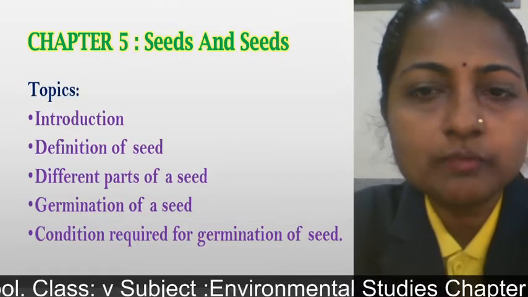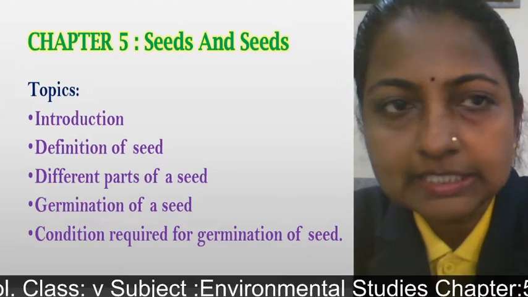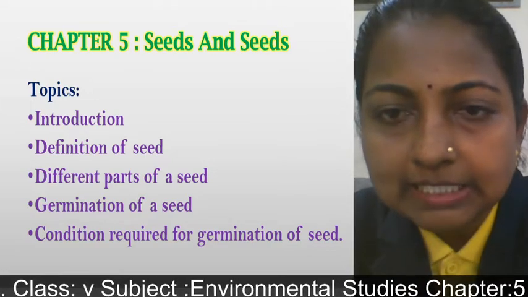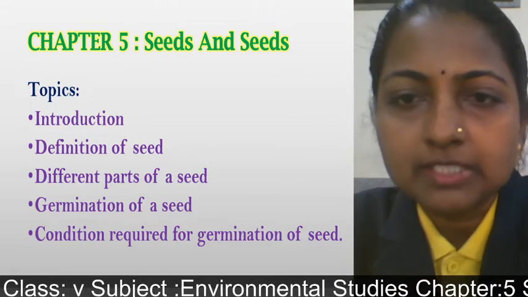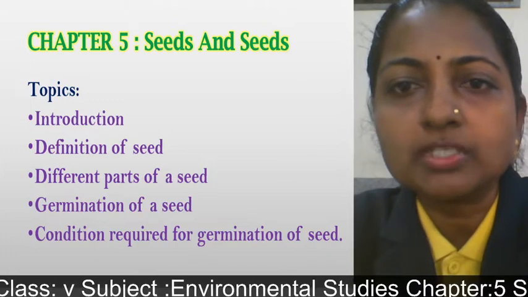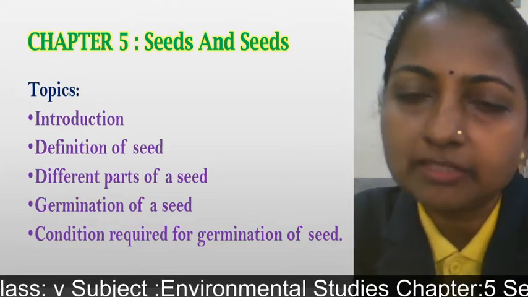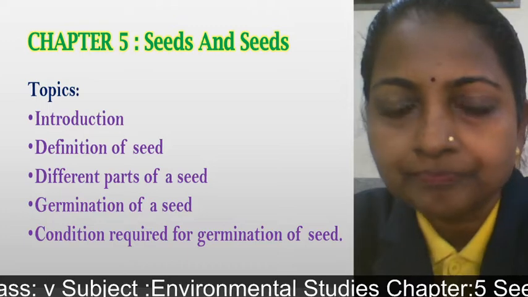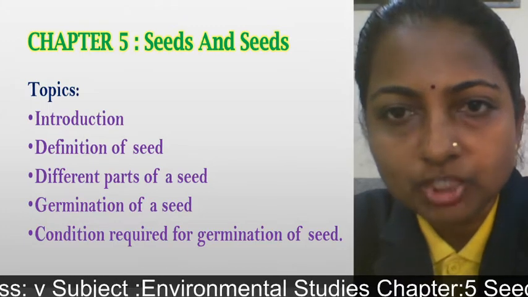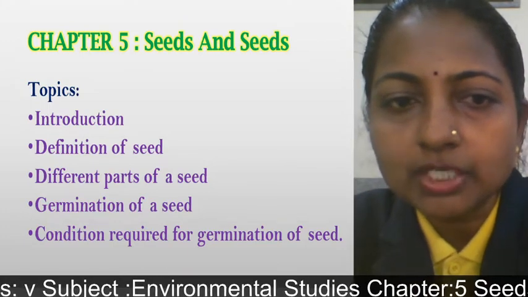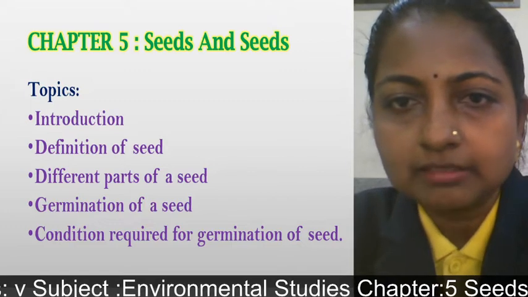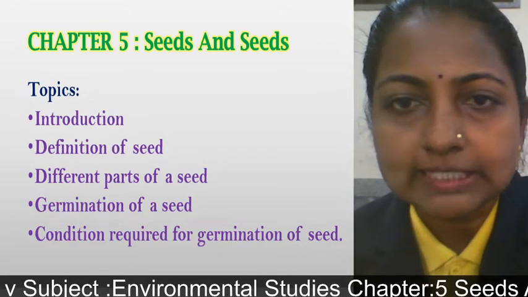The topics which we are going to study in EVS chapter number 5, seeds and seeds lessons, are: first we will see the definition of a seed, then we will see different parts of a seed. After that we will see about germination of a seed and then conditions required for germination of a seed. So let's see about seed.